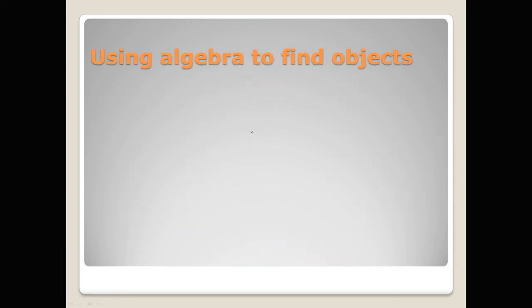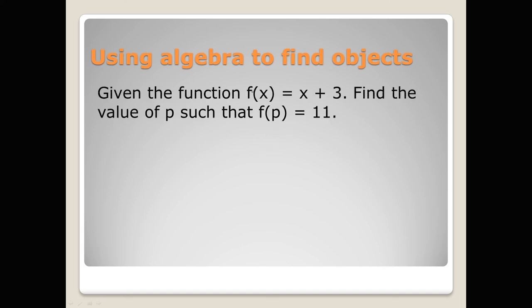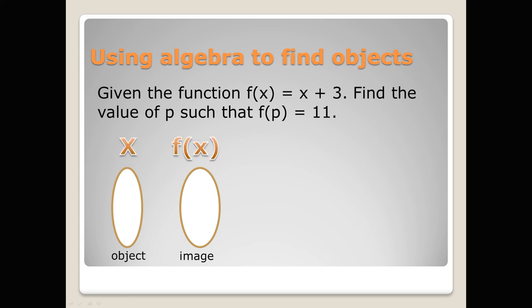Okay, so anyways, we want to now use algebra to find the objects. This is the question. Given the function f(x) is x plus 3, find the value of p such that f(p) is 11. Okay, this is going to be a little tricky, but as long as we follow the basics, we should be fine. So again, I'm going to draw two sets. These sets are just for understanding. In the exam, you only need to copy what's on the right for every question that we've gone through so far. So this is again going to be my object set, and this is going to be my image set. I'm going to label these two, x and f(x).